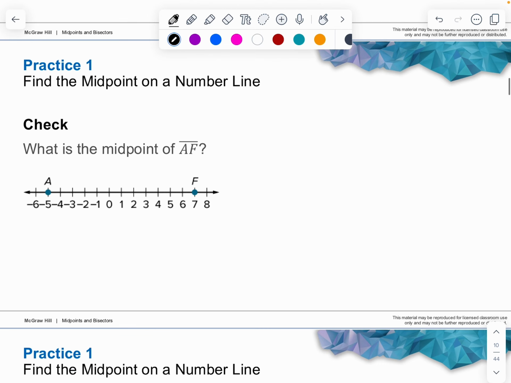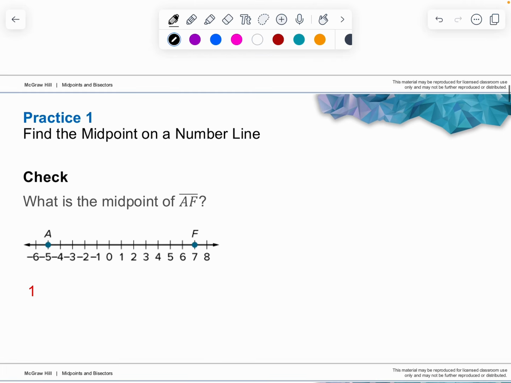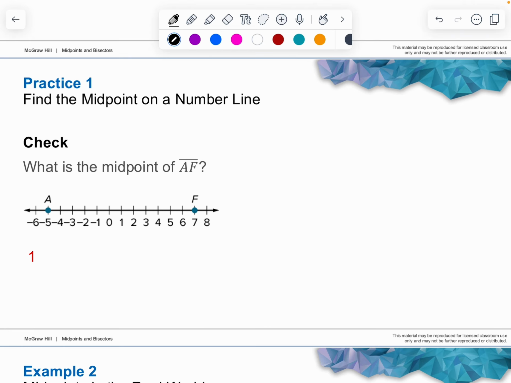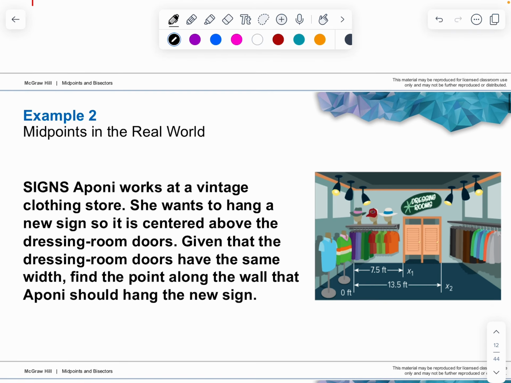Okay. So go ahead and do this math quick. What's the midpoint of segment AF? Pause me if you want. Hopefully you found that the midpoint is 1. 7 plus -5 is 2, divided by 2 is 1.